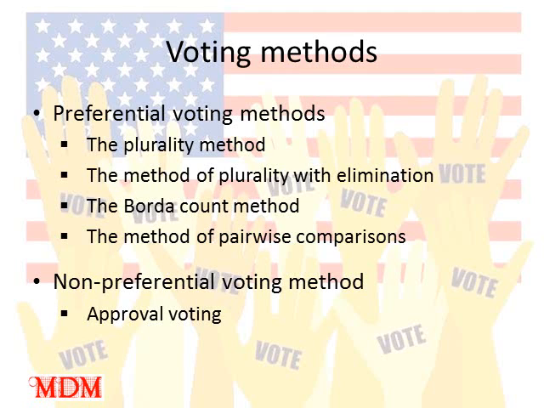Now let's get back to the topic at hand, which is on voting methods. In this lesson, we're going to consider 4 different preferential voting methods: plurality, plurality with elimination, Borda count, and the method of pairwise comparisons. We will examine approval voting, which is a non-preferential voting method, in the next lesson.